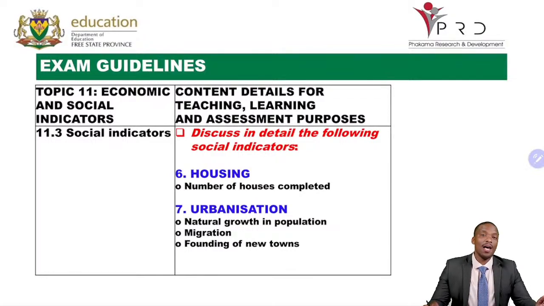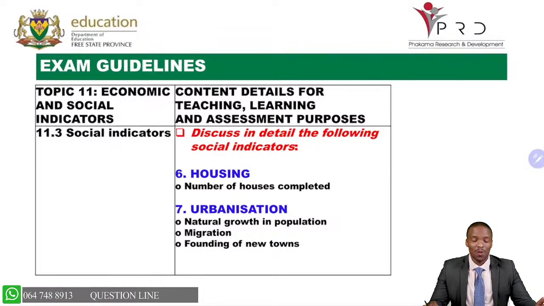Number 6, as an element of social indicator, we'll be looking at housing, as to how many houses were provided for and how many of those were completed.